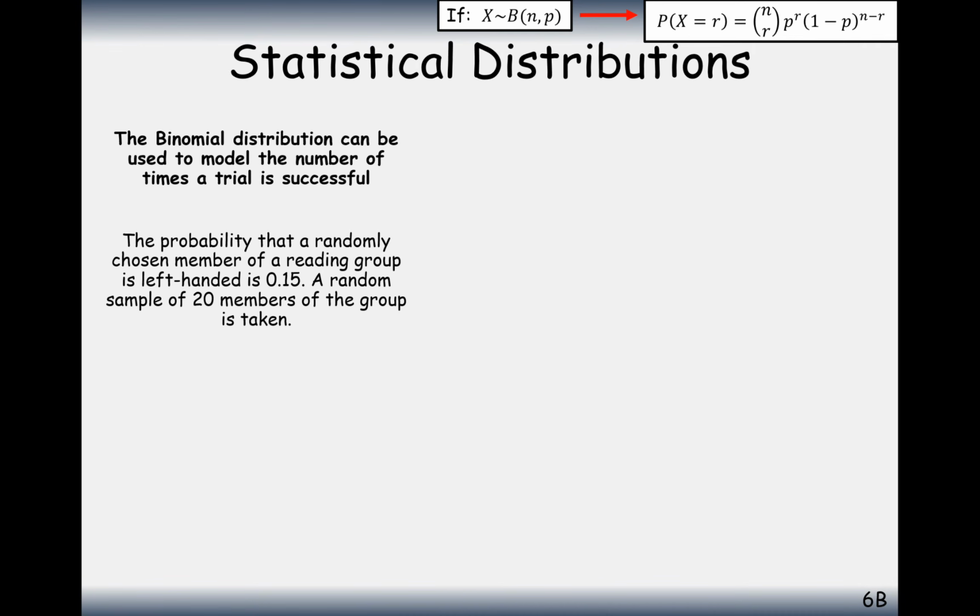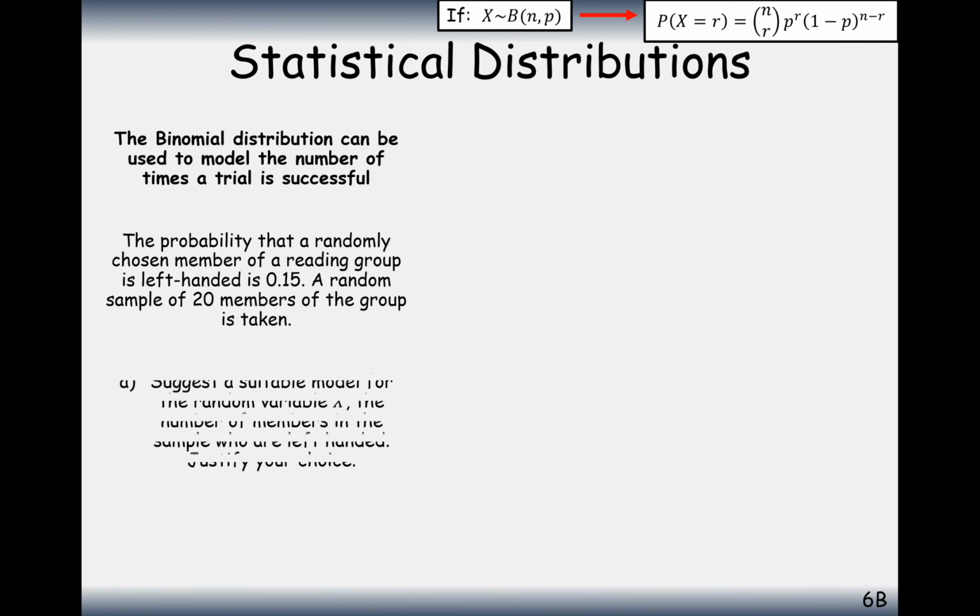And usually a binomial distribution question is given in an example. So the probability that a randomly chosen member of a reading group is left-handed is 0.15, 15%. A random sample of 20 members in the group are taken. Suggest a suitable model for the random variable x, the number of members in the sample who are left-handed.